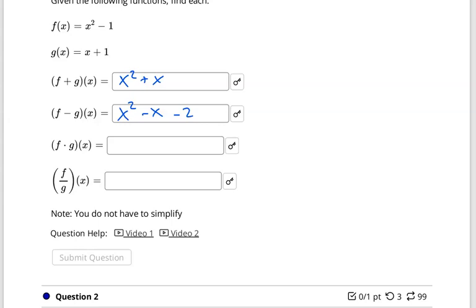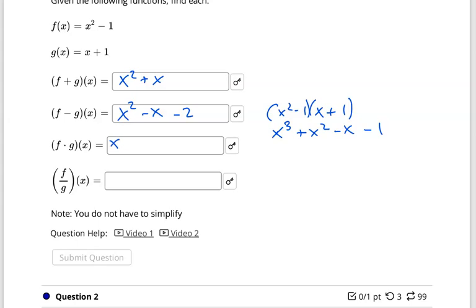F times g, well, it does get a little more complicated. Let's go ahead and write out the multiplication over here. X squared minus 1 times x plus 1. First, inside, out, last. So first, x cubed, x squared times x, outside plus x squared, inside minus x, and last minus 1. And there are no similar exponents around, so that's our answer.